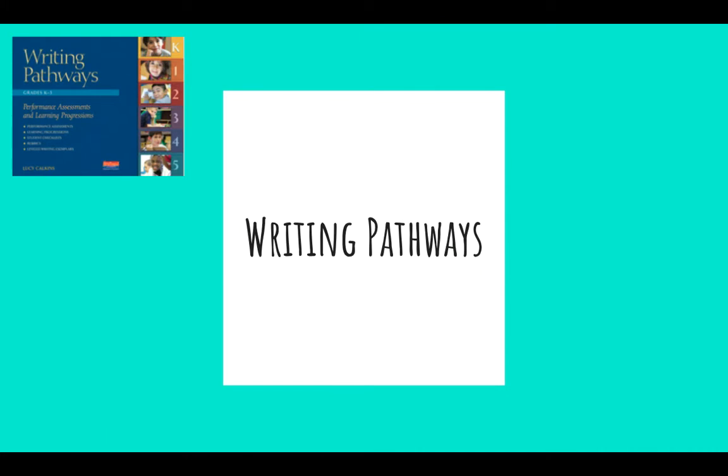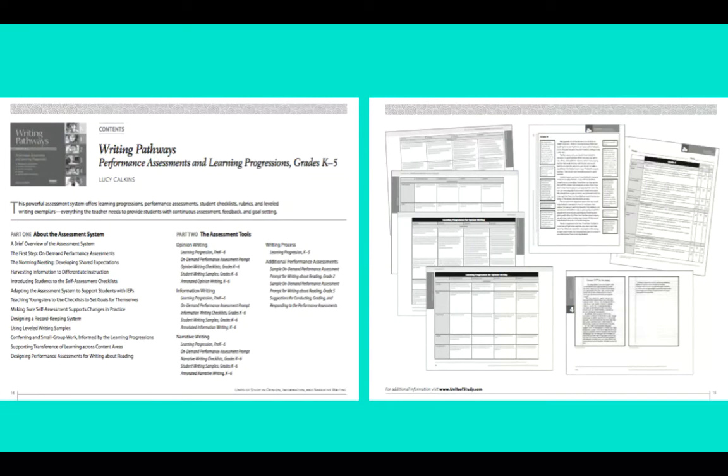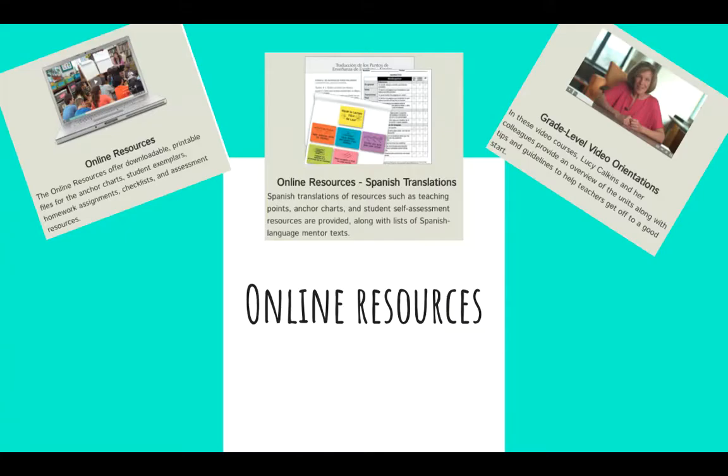Now turn to pages 14 and 15. This practical assessment system includes learning progressions, on-demand writing prompts, student checklists, teacher rubrics, student writing samples, and exemplar pieces of writing for each of the 3 genres: narrative, information, and opinion. Turn to page 16 and 17.